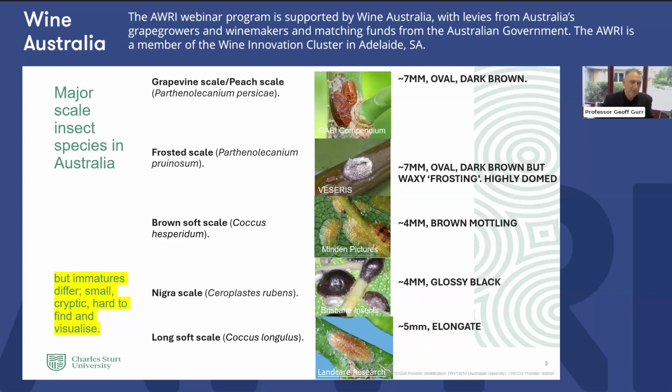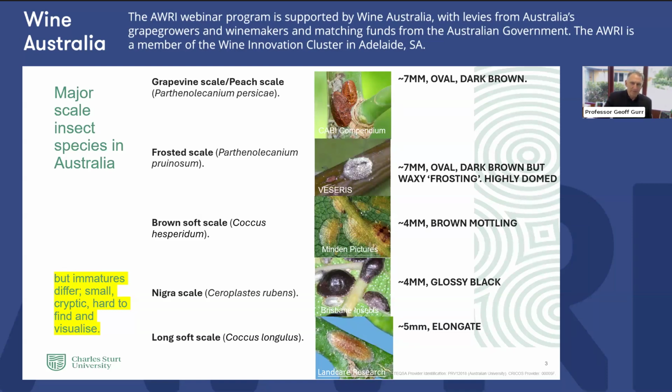So transitioning from the previous slide, which is very much a general intro to scale insects as a group, to the major species that can potentially be found in Australian vineyards, I've summarised them on this slide here. But the one that you probably need to be most conscious of is the grapevine scale at the top of the screen there. And so those sedentary adult females that I referred to previously, they're around 7 millimeters long, oval shaped and darkish brown in colour.